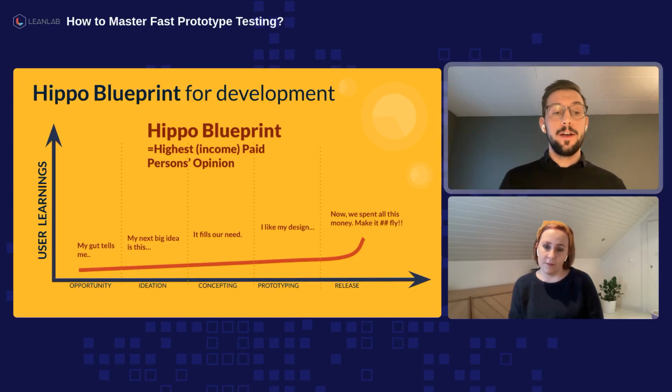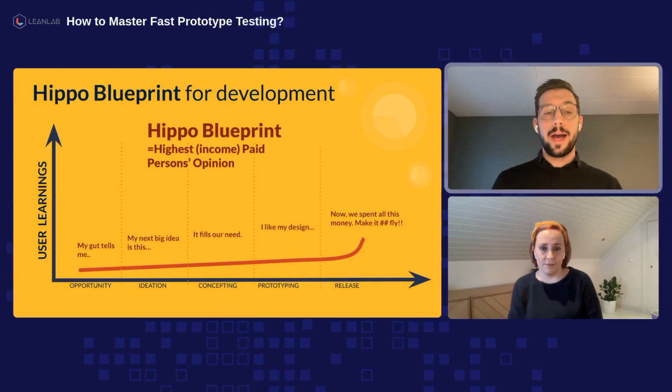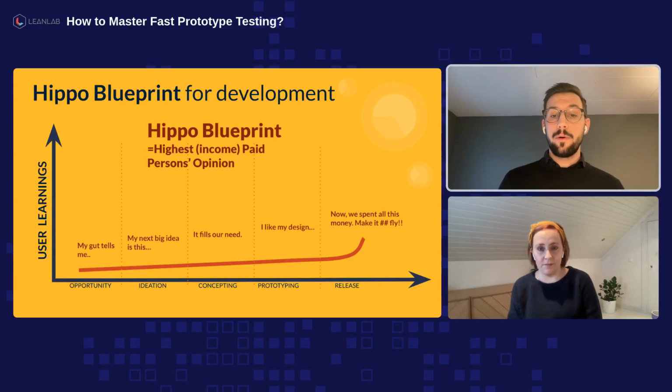As you can see here, the graph looks quite thin in terms of the user learnings, and the user learnings actually arrive as late as in the release stage, where you're actually putting things in front of your users. I would say that this is very risky and a somewhat unsure way of working and prioritizing your work ahead.